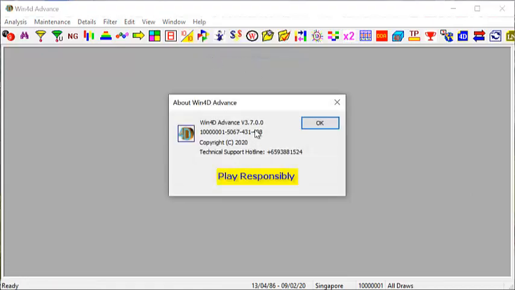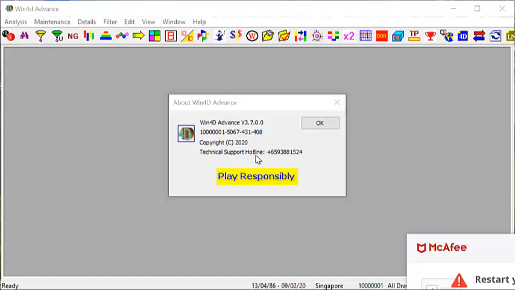Now, for those who already bought our software, click on the word Help, go straight to About Win4D Advanced. You can see that our latest Win4D Advanced version is 3.7.0.0. In other words, if you happen to have the same software as mine and are seeing the same version, congratulations, you are definitely using the latest version.